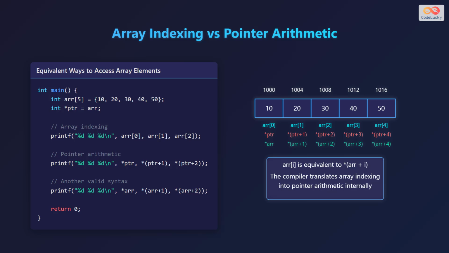As alternative notation, *arr, *(arr + 1), *(arr + 2), *(arr + 3), and *(arr + 4) are shown. The memory addresses are given as 1000, 1004, 1008, 1012, and 1016. To summarize, arr[i] is equivalent to *(arr + i). The compiler translates array indexing into pointer arithmetic internally.